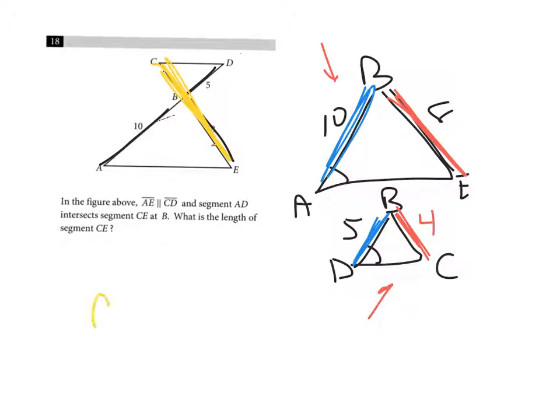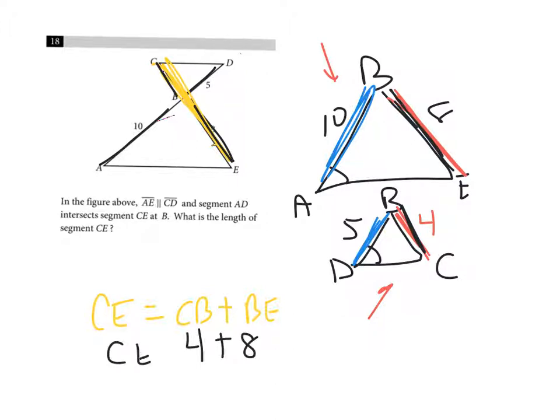So the question says, what is the length of CE? Well, CE is the same as CB plus BE. If I add up these two line segments, CB is 4, BE is 8, so it looks like line segment CE is going to be 12.